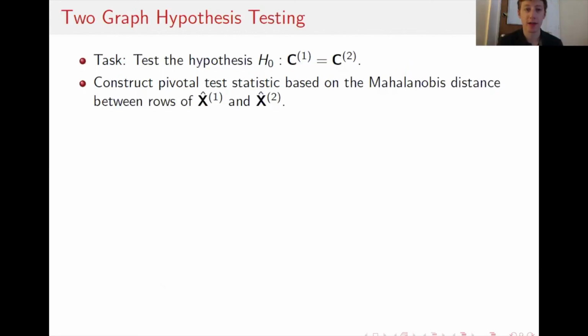The second statistical application that we consider is the two-graph hypothesis testing problem. In particular, we want to test the hypothesis that the two networks share the same weighting matrix, or C1 is equal to C2. By characterizing the asymptotic joint distribution of the rows of the omnibus embedding, we're able to construct a pivotal test statistic based on the Mahalanobis distance between the rows of X hat 1 and X hat 2. Within the context of our simulation experiment, we wanted to compare the empirical power of this test statistic with existing test statistics.